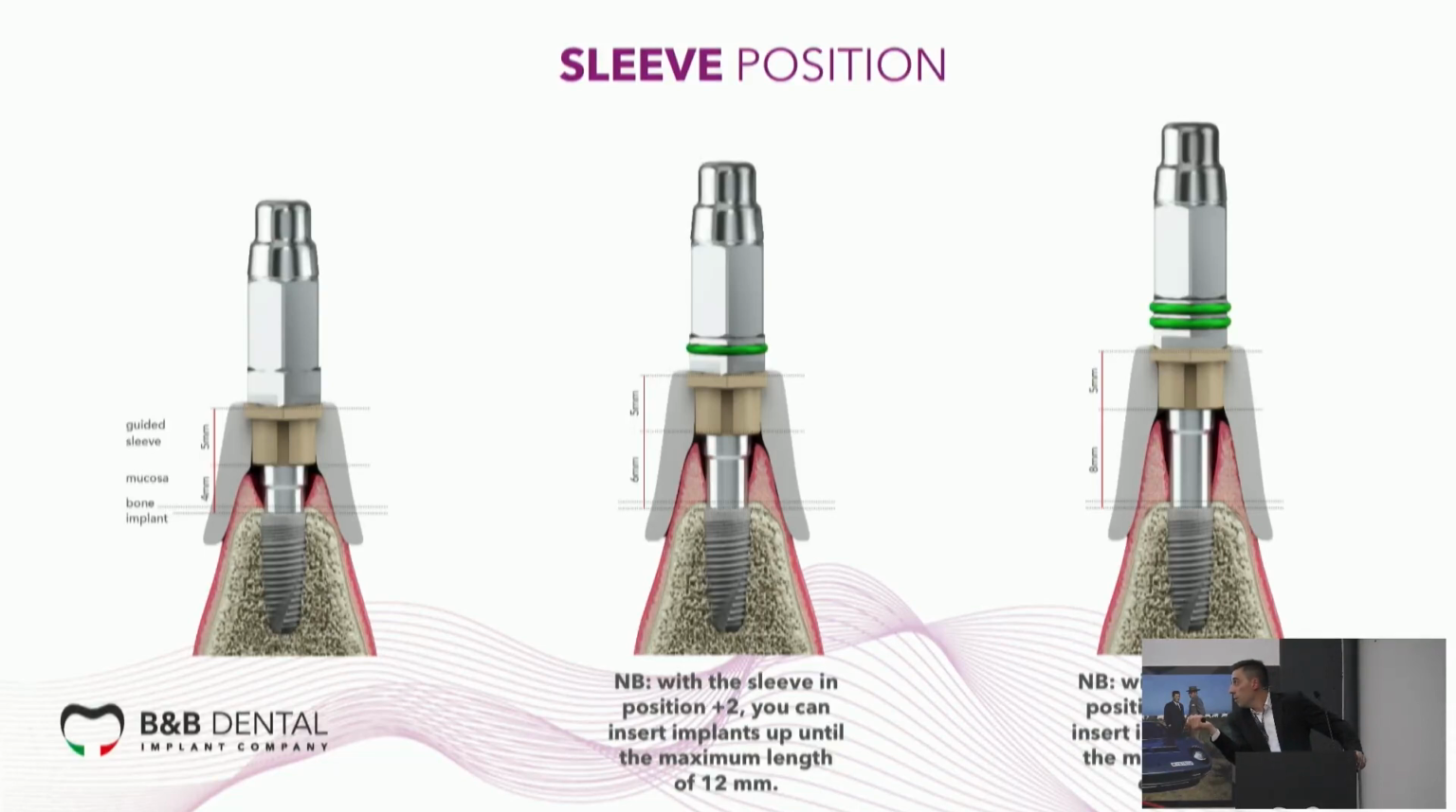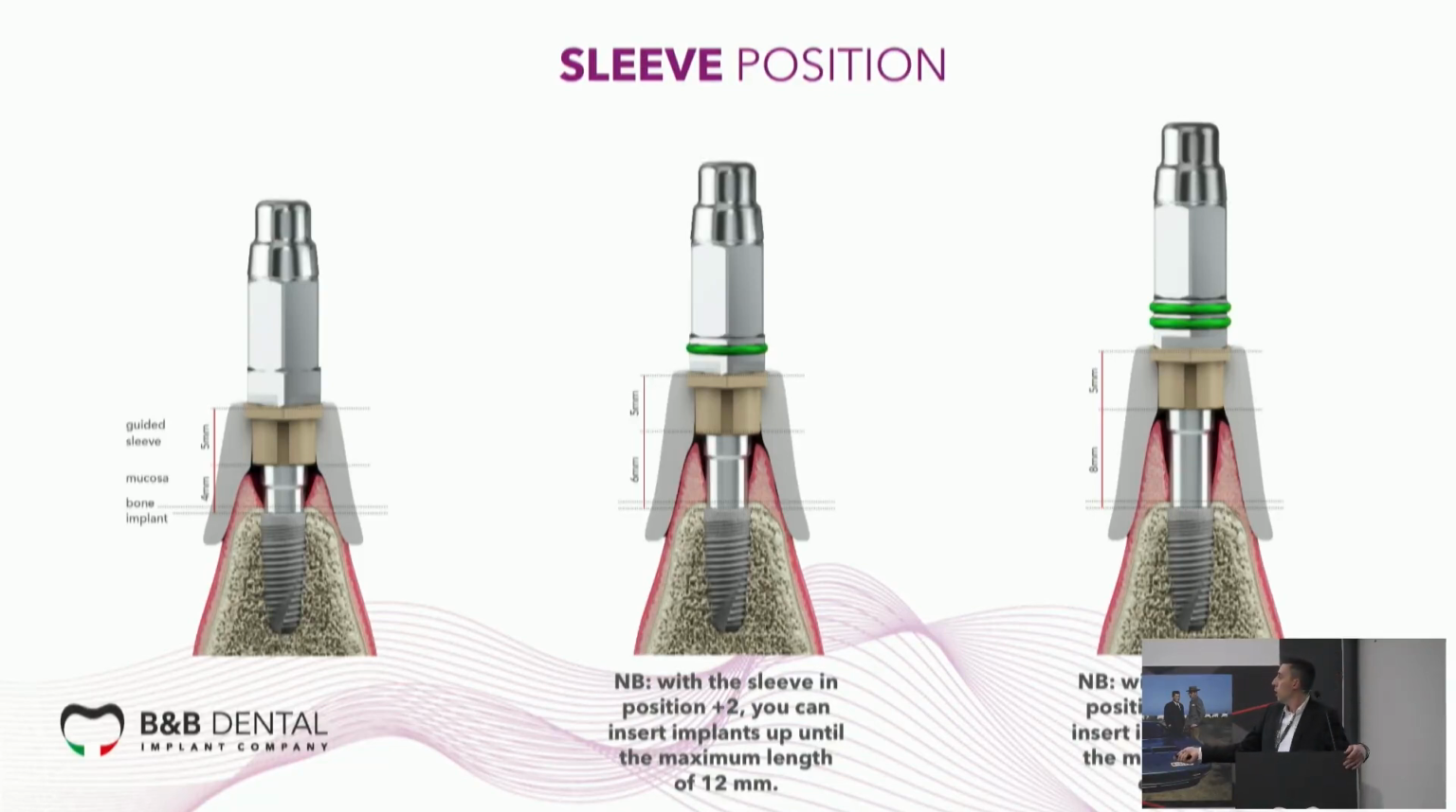In our kit, there are different lengths of drills, but the maximum length is 40 millimeters. If you have the sleeve in position +2, the maximum length of implant that you can insert into the bone is 12 millimeters. Why? Because 14 millimeter is the drill, and the sleeve is moved up 2 millimeter, so the osteotomy that you can obtain in this case is just 12 millimeter. But if you want, you can remove the guide and perform the surgery in traditional surgery.